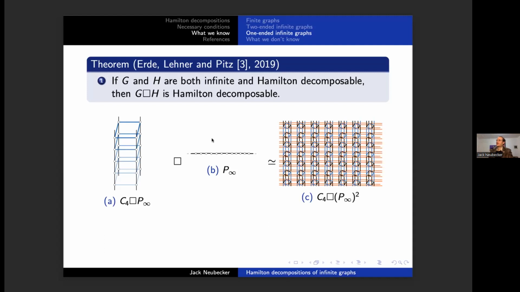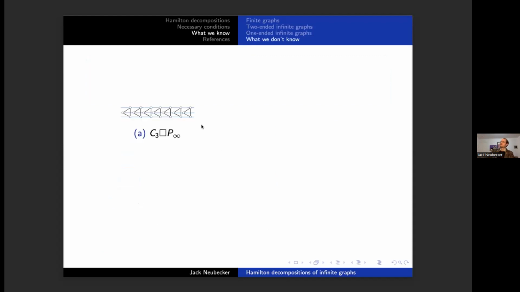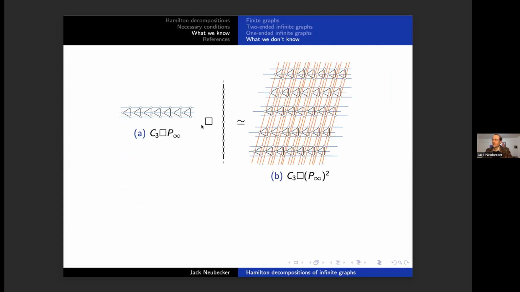Well, thanks to Erdelehner and Pitts, we might not exactly know what it looks like, but we know that it has a Hamilton decomposition. And the same goes for any even order cycle that we product with, like so. Well, why can't we do the same for C3 cross P infinity squared? We get a graph like this. Why can't we decompose it the same way?